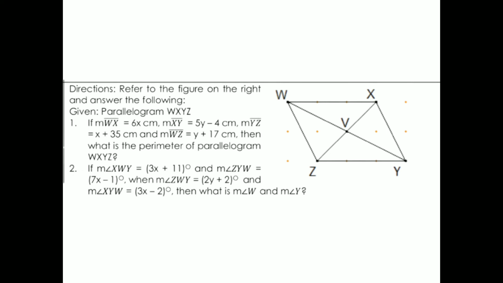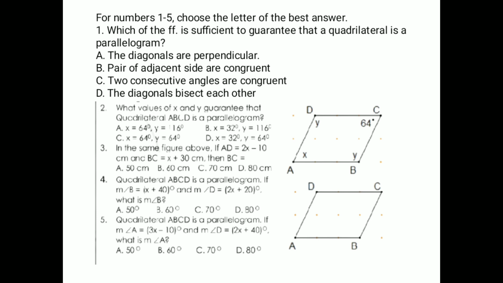So next natin is yung test part 2. Ito yung multiple choice. For 1 to 5, choose the letter of the best answer. Number 1, which of the following is insufficient to guarantee that a quadrilateral is a parallelogram? Diagonals are perpendicular, adjacent sides are congruent, two consecutive angles are congruent, diagonals bisect each other. So sa number 2 hanggang number 5, basahin nyo na lang, then after a few minutes, kindly pass your answers and I will tell the answer immediately. But I will check later. Alright?